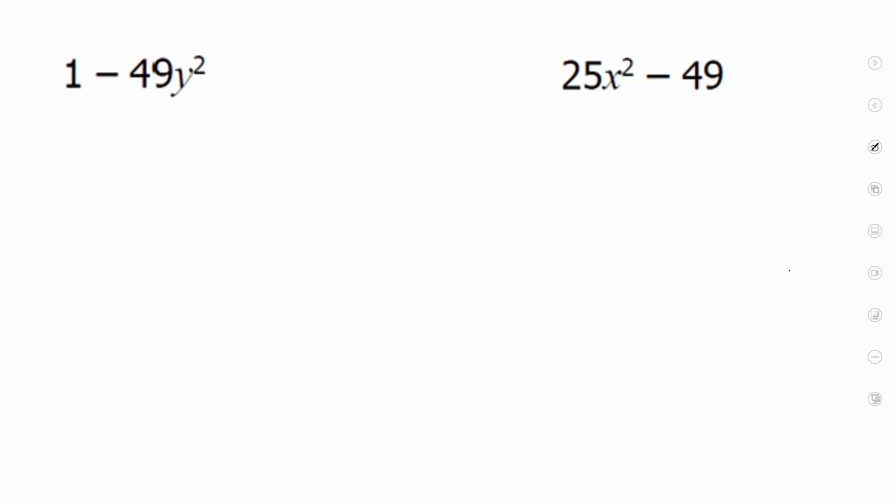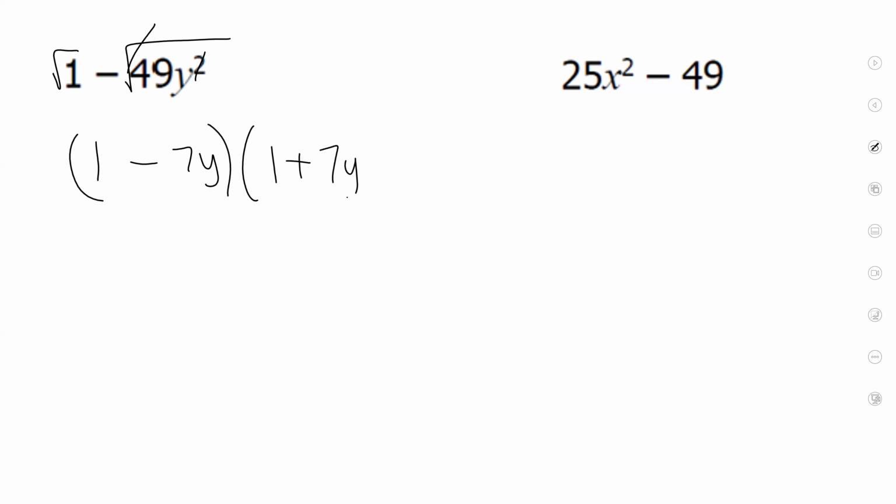Okay, now let's look at this one. Again, we know the square root of 1. What's the square root of 1? 1 minus, what's the square root of 49y squared? 7y, because the square root will cancel out with this squared, and the square root of 49 is 7. Now, just do the same thing, just with the plus sign. What's the square root of 25x squared? 5x minus the square root of 49, 7. Now we'll just do the opposite.